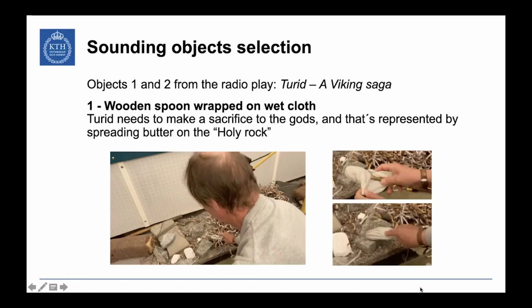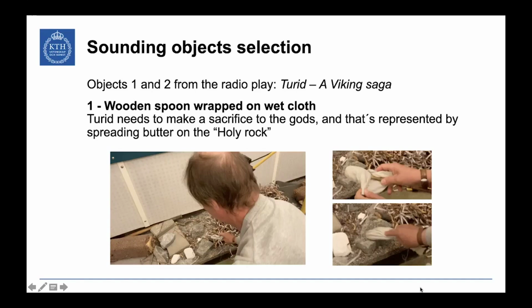Turid needs to make a sacrifice to the gods, and that's represented by spreading butter on a holy rock. Michael researched what kind of utensils Vikings were likely to use, and he came to the conclusion that a wooden spoon might be a realistic choice. He then tried to rub the wooden spoon against rocks, but soon realized that the sound was too hard. So to model the butter, he covered the spoon with a wet cloth.